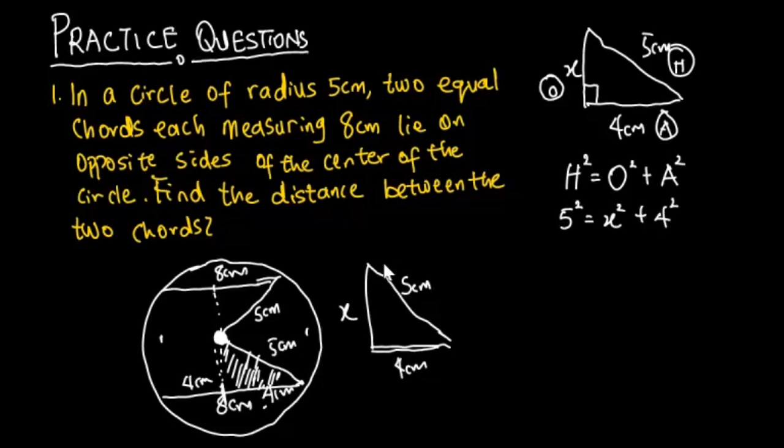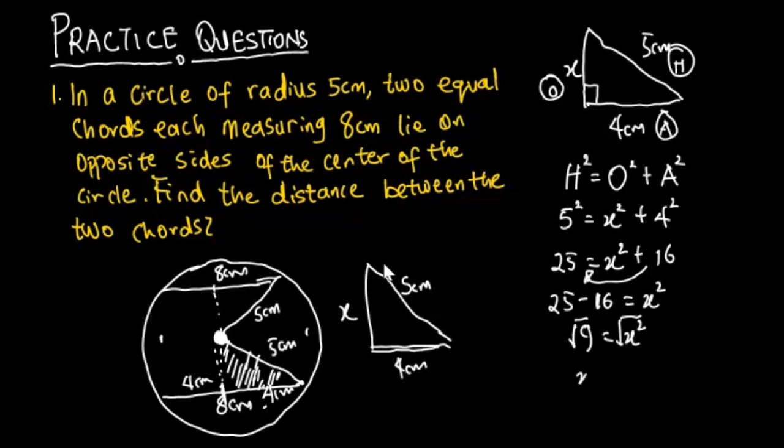That's 4 square. Now 5 square is 25. X square is unknown. Then 4 square means 4 times 4, and that's 16. Then you are going to collect like terms. This is 25. If I take plus 16 to this other side, it's going to be negative 16. 25 minus 16 is equal to x square, and 25 minus 16 is 9. So 9 is equal to x square. Now we can take the square root of both sides. X is equal to 3 centimeter.